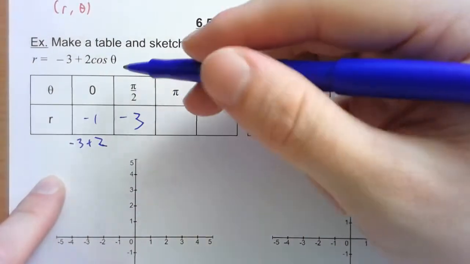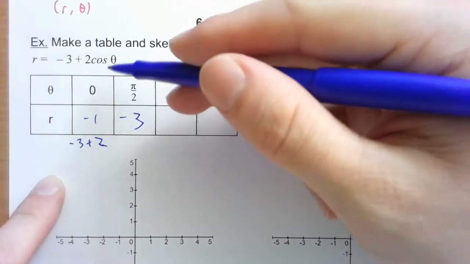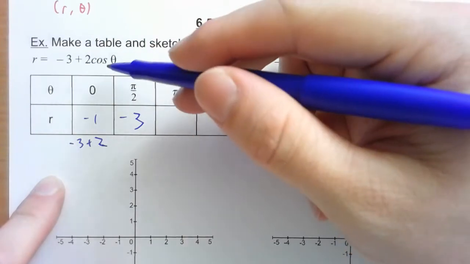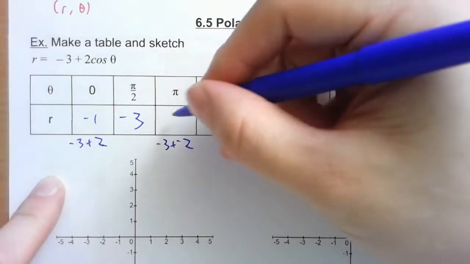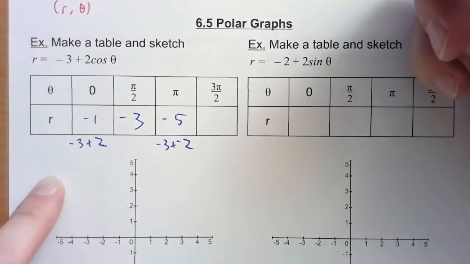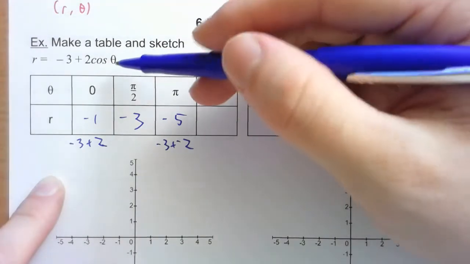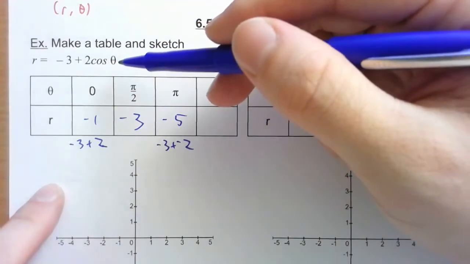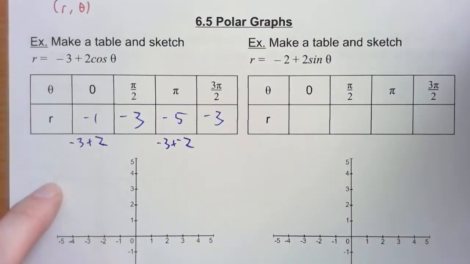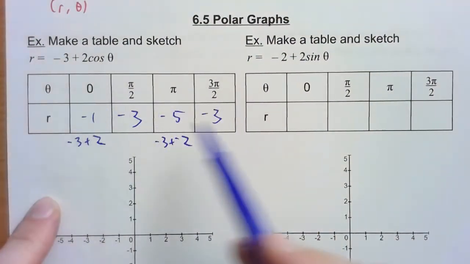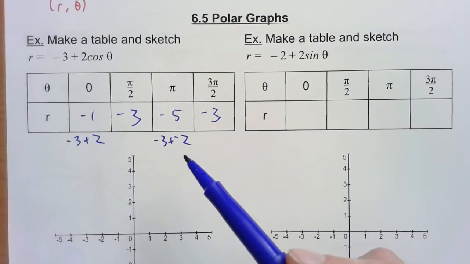And then when we plug in pi, cosine of pi is -1. 2 times -1 is -2. So we've got -3 plus -2, -5. And then plug in 3 pi over 2. Cosine of 3 pi over 2 is 0. And so -3 plus 0, we get -3. All right, so then this gives us a bunch of polar points to plot.